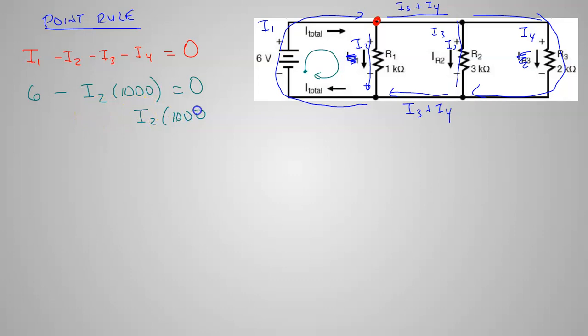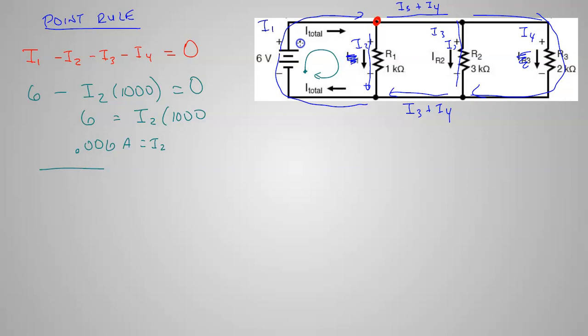I2 times 1,000 equals 6. When I divide 6 by 1,000, I get 0.006. Okay. So if something falls out early, you don't have to go all the way through the matrix. You could, and in fact, there's a way you don't even have to do Kirchhoff's with this. Actually, I'll show you in just a second. I'd like to do a loop backwards here, just to let you see what happens. It's not really that bad.